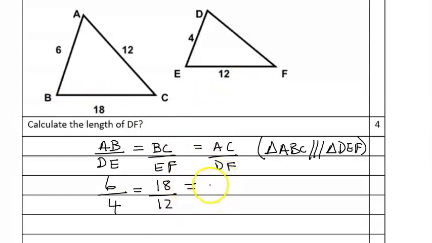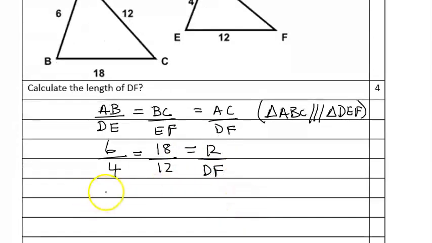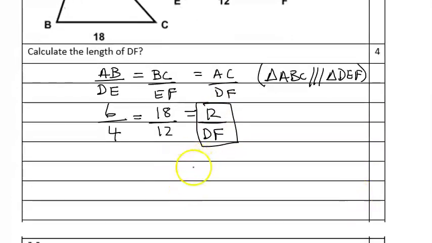AC is 12, and DF is what I need to find. DF. So let's look at that. If I look at this very carefully, 6 over 4 equals 18 over 12 equals 12 over DF. So I need to find DF. I will have to write that down first: 12 over DF. I can choose any one of these ratios because they are the same.